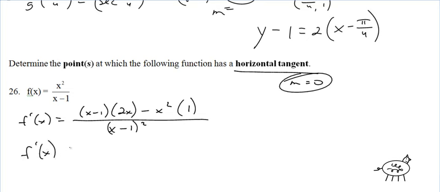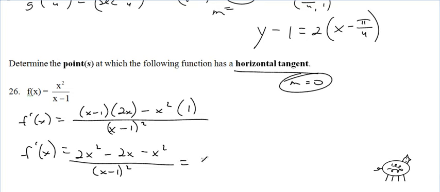So let's simplify this a little bit. We get 2x squared minus 2x minus x squared, all over x minus 1 squared. Okay, and so if I simplify that, I get x squared minus 2x over x minus 1 squared. All right, and then this is the deal. I want to know where that's equal to 0.